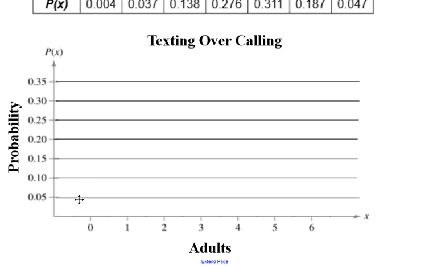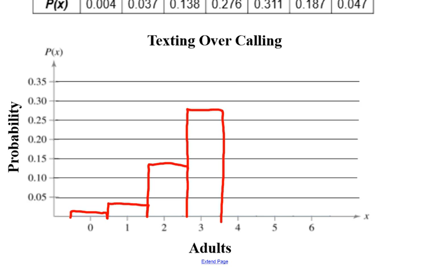So the first one, 0.004, that's barely negligible, so be that. Next one's 0.037, so 3.7%, somewhere right around there. 2 is about 13.8%, so right around the 14, so I'm just sketching it. 3, 27.6, about that. 4, 31.1, about there. 5, 18.7%. 6, 0.047, just below the 5% mark. And there would be my distribution. I can see there appears to be, the average is somewhere around here.